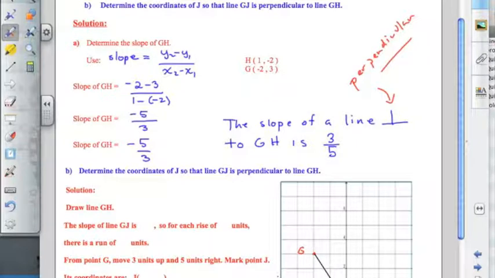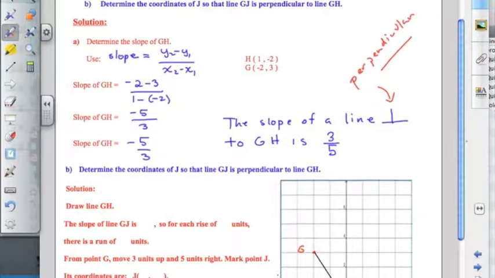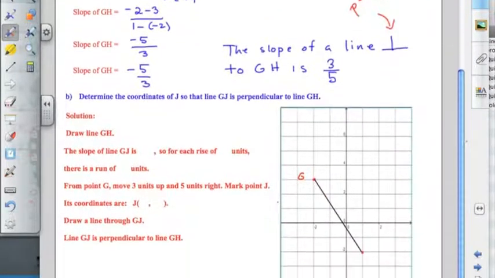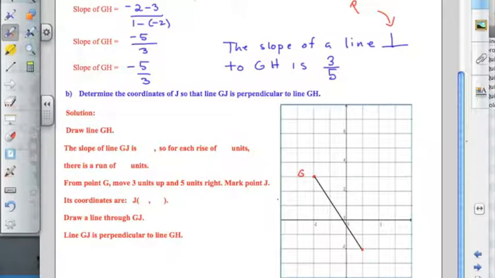All right. So the second part of this question asks us to determine the coordinates of a point J so that the line GJ is perpendicular to the line GH. So they want us to find a point somewhere, and if you think about it, it's probably going to be somewhere over here. We're going to find a point somewhere over there so that these two lines are perpendicular. And how do we go about doing that?